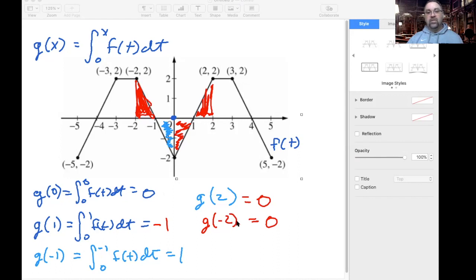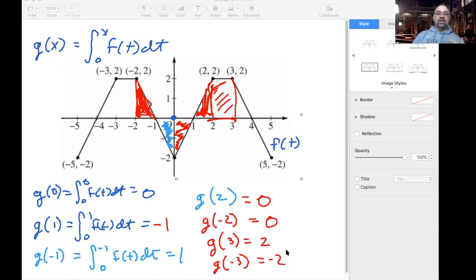You're starting to see what's happening here, right? Now, how about g of 3? Now we have a rectangle in here, right? That rectangle is 1 unit wide and 2 units tall. So g of 3 is going to be 2, and g of -3 is going to be -2. It's kind of nice that I have a nice symmetry in our graph here, right?